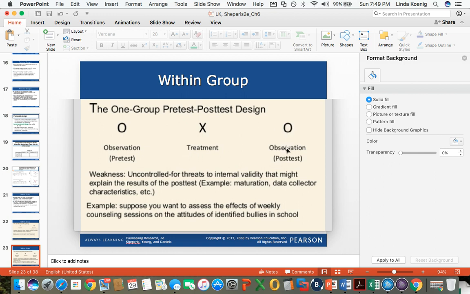In other words, over time, we might have matured, or there could have been other things. So if we want to assess the effects of weekly counseling sessions on the attitudes of identified bullies in school, well, if we wanted to do that, would we do pre-test, treatment, post-test? Well, we could.